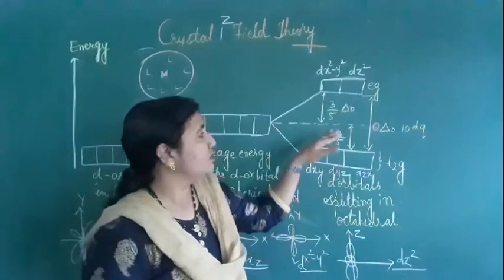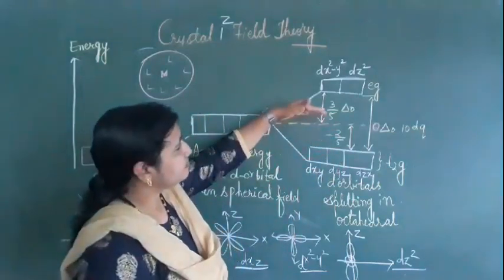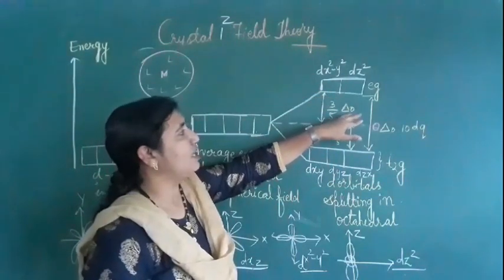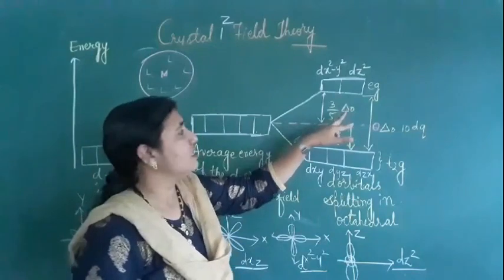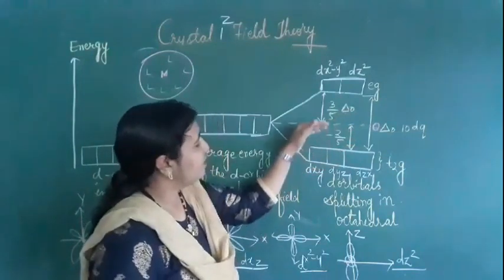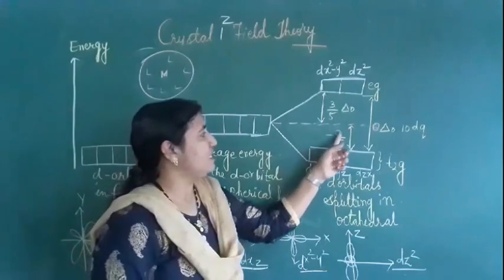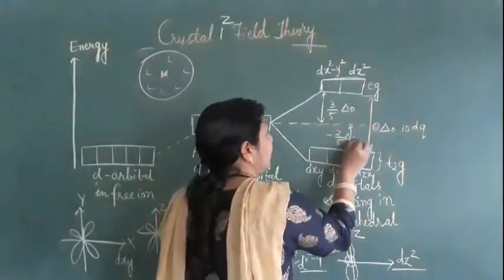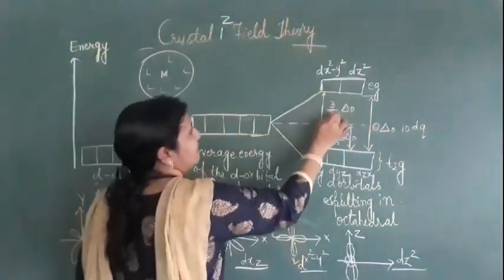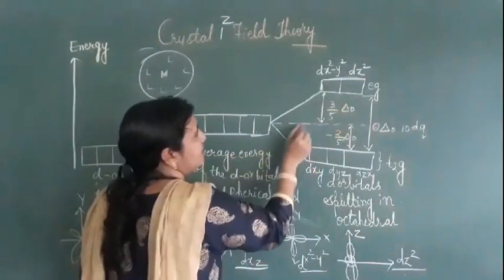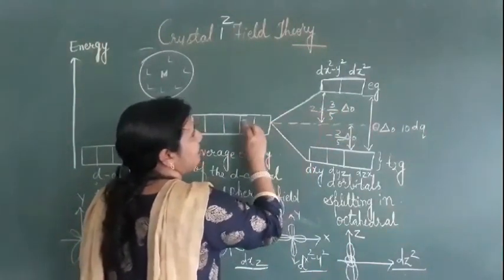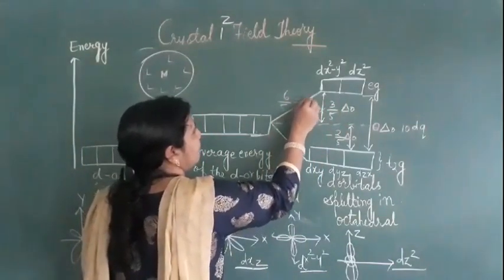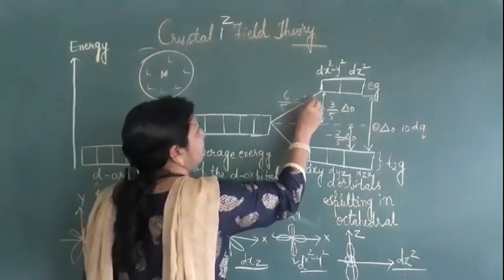The energy difference between the two sets is called the crystal field splitting energy or crystal field stabilization energy. Okay, so what I was saying is that from here to here, how much does the energy increase? 3 by 5 delta O. O means octahedral. And down here, for each orbital, how much does the energy decrease? Minus 2 by 5 delta O. The energy increases, how many orbitals do we have here? 2 orbitals, each 3 by 5. So in total we get 6 by 5, that is 1.2.